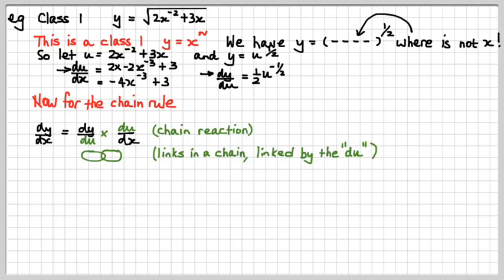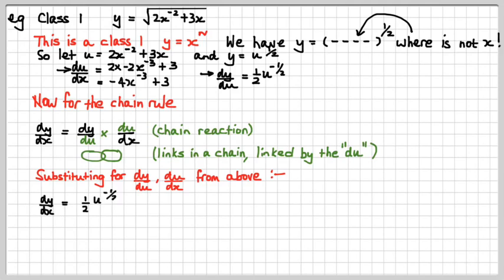Now we're just going to continue on our merry way, and we're going to substitute for what we had. dy du was, and du dx was, and it's that easy. So therefore we had the expressions that we came up with. We had them up here. There's one of them, and there's the other one there.